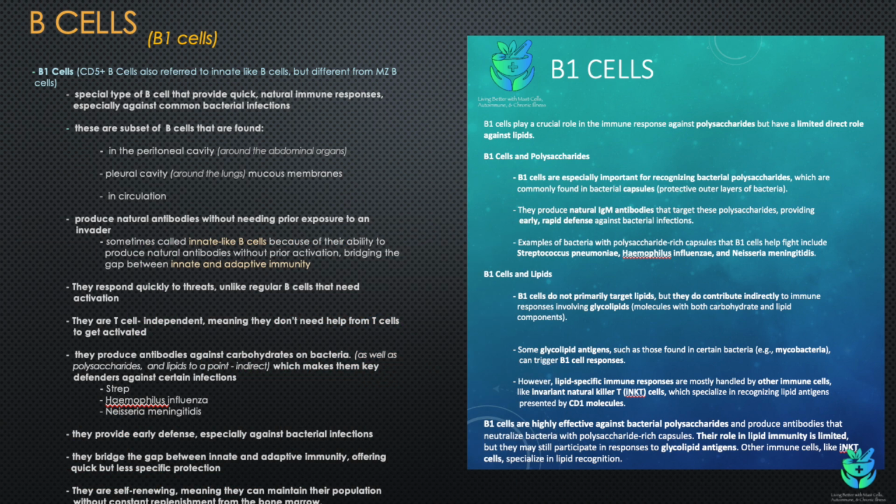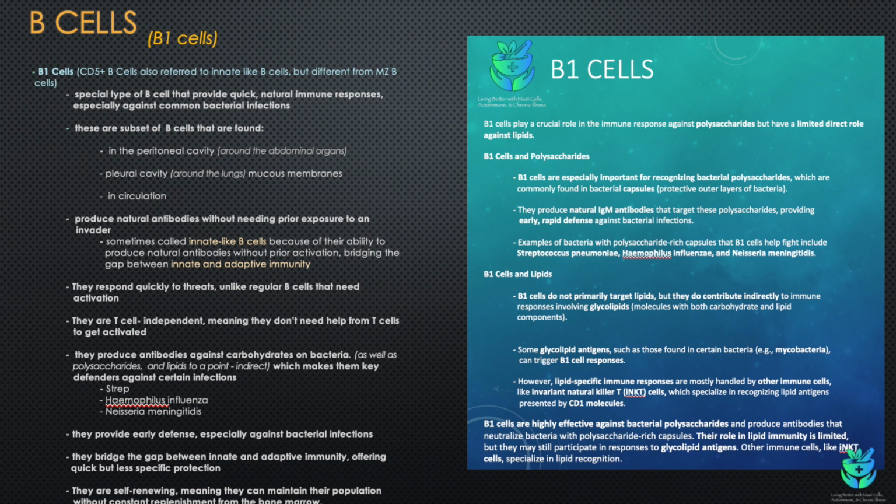B1 cells and lipids. B1 cells do not primarily target lipids, but they do contribute indirectly to immune responses involving glycolipids, molecules with both carbohydrate and lipid compounds. Some glycolipid antigens, such as those found in certain bacteria like mycobacteria, can trigger B1 cell responses. However, lipid-specific immune responses are mostly handled by other immune cells, like invariant natural killer T cells, which specialize in recognizing lipid antigens and presenting them to the CD1 molecules.